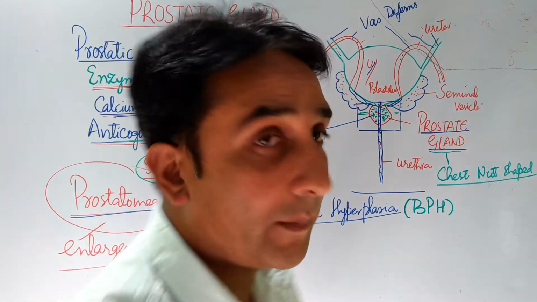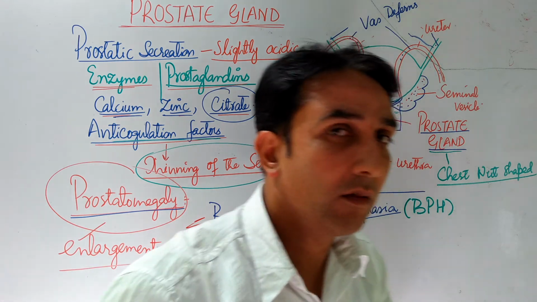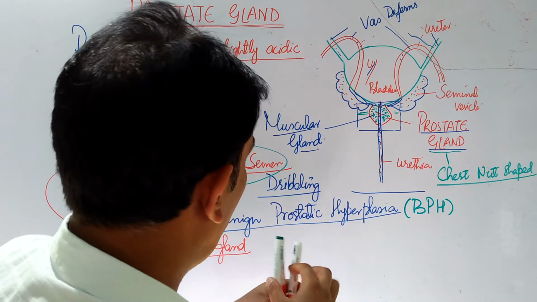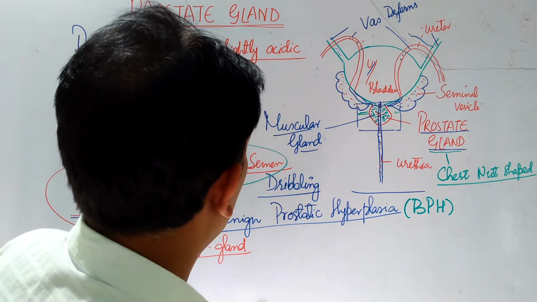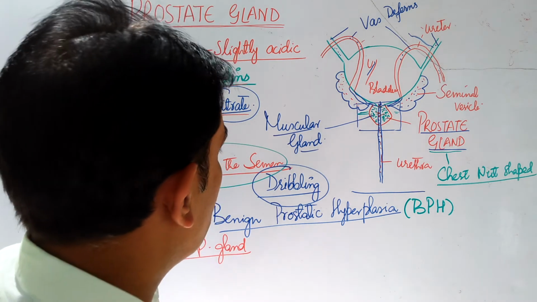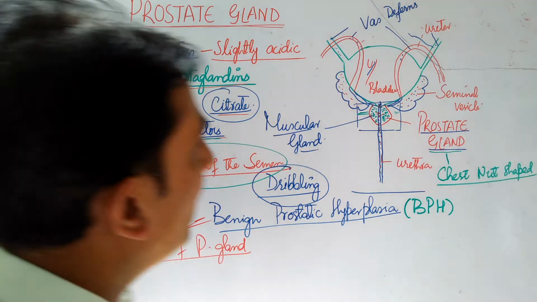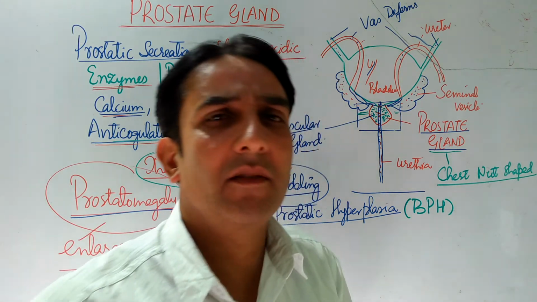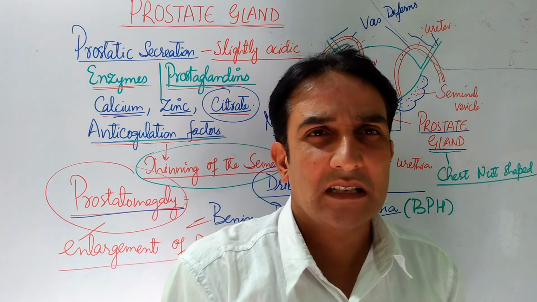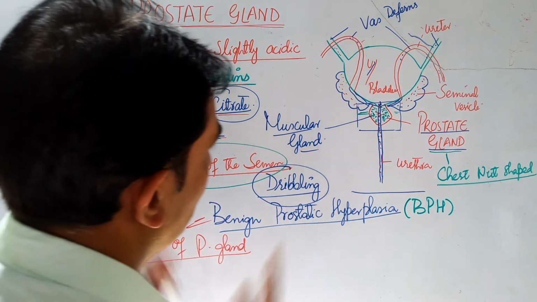So the patient feels pain while passing urine, and with very much difficulty the urine is passed out, and sometimes dribbling may also occur. Dribbling is a problem associated with prostatomegaly, in which the patient, even after urination, feels the urge of urination, and some drops of urine pass out through the urethra. That's known as dribbling.